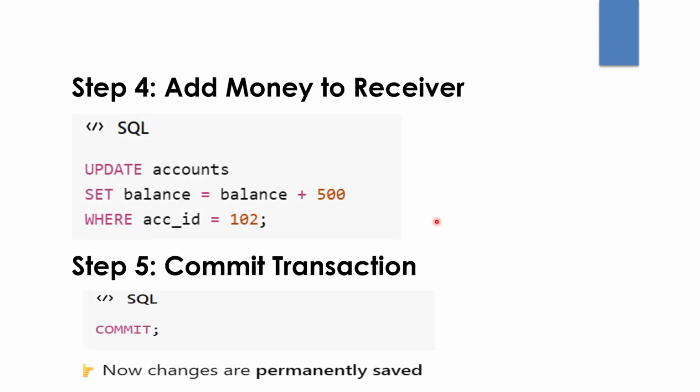So what will we do? We will execute the next step, that is, add money to the receiver's account. Here we are adding 500 rupees into Ravi's account where the account ID is 102. Now, as both operations are completed successfully, we will execute commit. It means we want to store these changes into the database permanently as both operations have executed successfully.